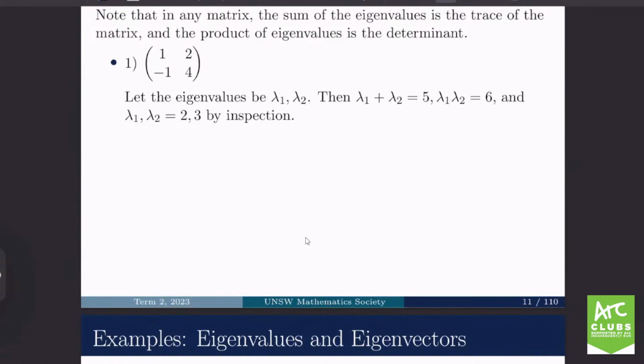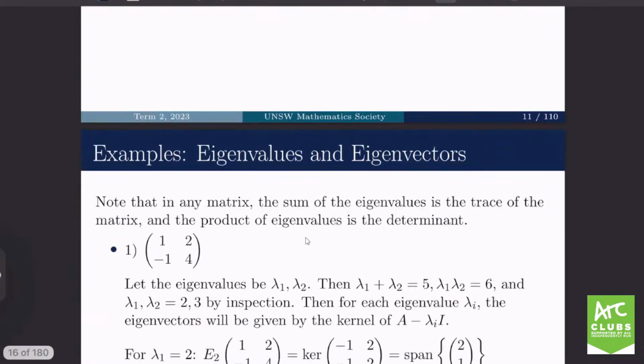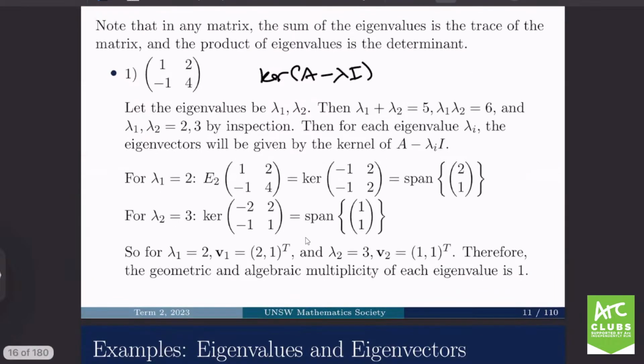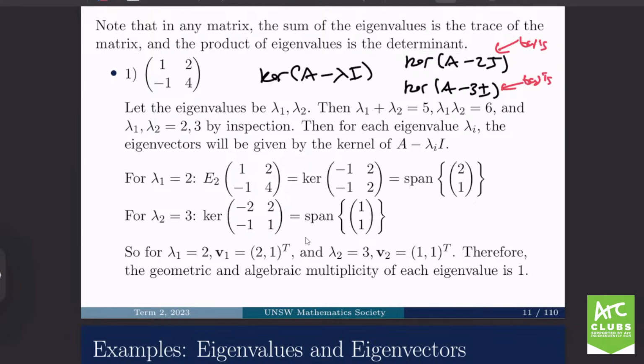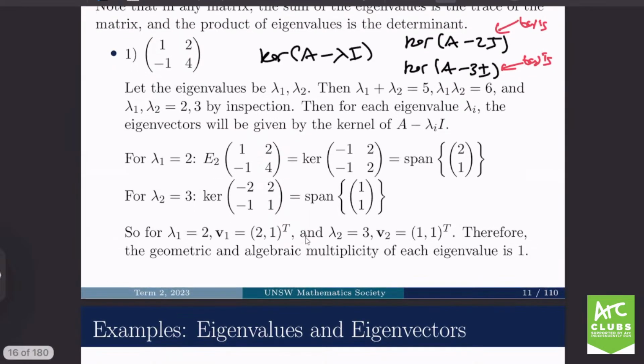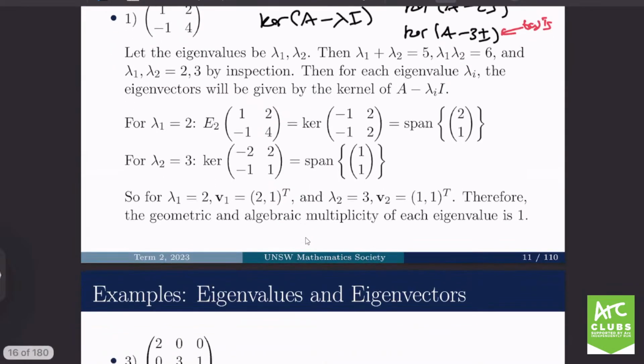Now, once we find the eigenvalues, to find the eigenvectors we need to find a basis for the eigenspaces. What I mean by that is we need to investigate the kernel of A minus lambda I. In particular, we need to look at the kernel of A minus 2I and the kernel of A minus 3I, and then find a basis for each. It's something we've seen before already. So if we look at E2, for example, that's equal to this kernel.